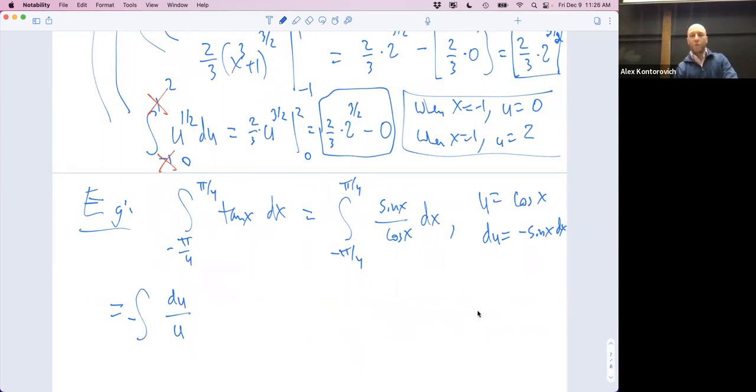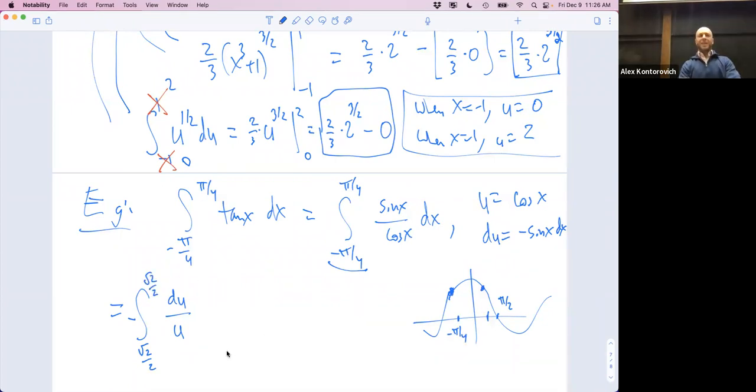At -pi/4. So what's the cosine function? Cosine function looks like this. At -pi/2, this is 0. At -pi/4, what's the cosine function? Yes, this new lower bound is √2/2. Cosine is √2/2. What about when x is pi/4? √2/2. They're the same?